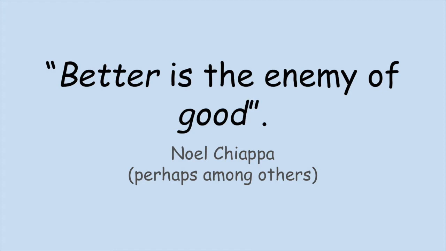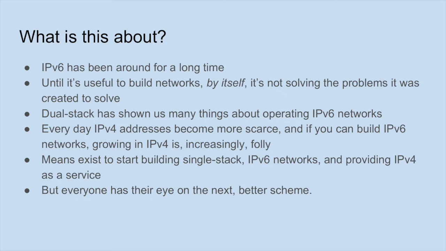And I realize the hazard of putting this up in an IPv6 talk, because you might say that IPv4 is good and IPv6 is better. But if IPv4 is good, you're going to have to explain that to me, because it's reaching the end of its useful life. IPv6 has been around for a long time. Until it's useful to build networks by itself, it's not solving the problems it was created to solve. Dual stack has shown us many things about operating IPv6 networks. Every day, IPv4 addresses become more scarce, and if you can build IPv6 networks, growing in IPv4 is increasingly a folly.